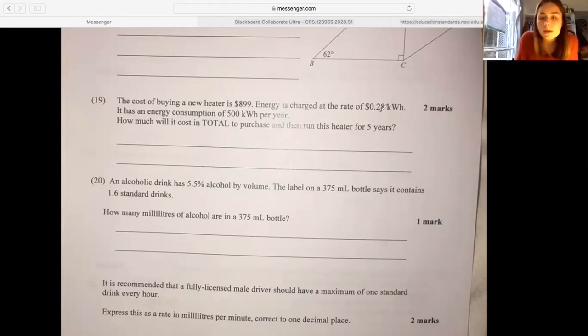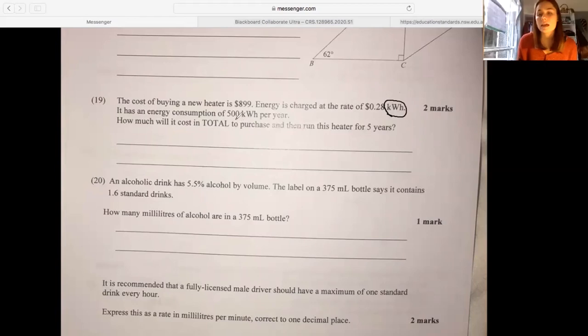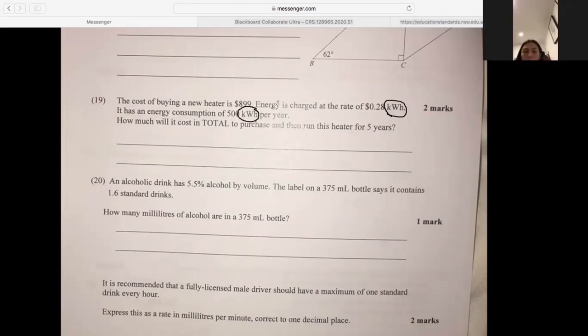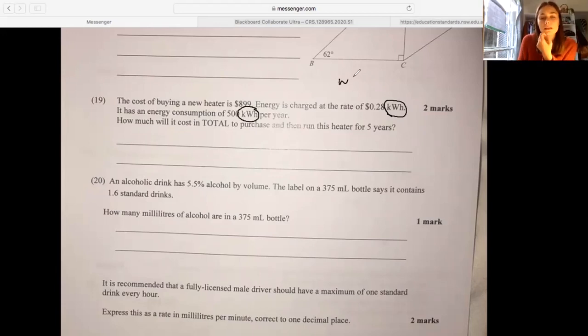Wait, it's 28 cents an hour? It's 28 cents per kilowatt hour. What does that mean? That's just the rate. So for every kilowatt used in an hour, it costs 0.28 cents. This question's fine. You don't really have to worry about it because this is also in kilowatts. They're in the same measurements. But if it was in watts, I think you have to divide by 1,000. I think kilowatts is 1,000.